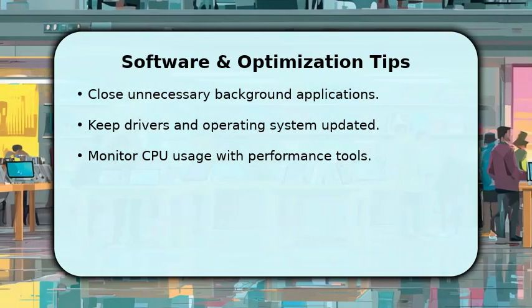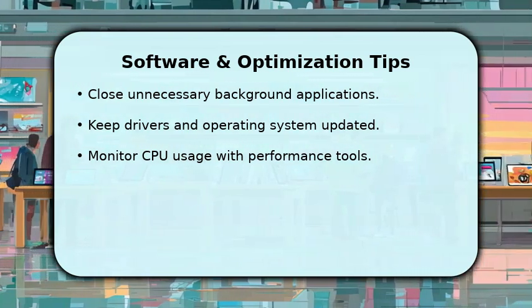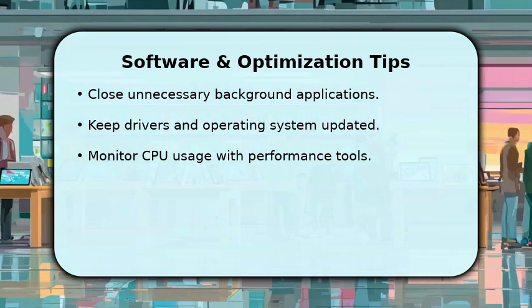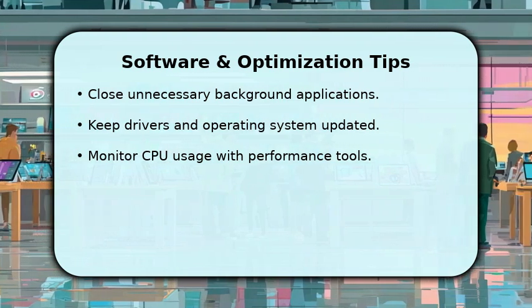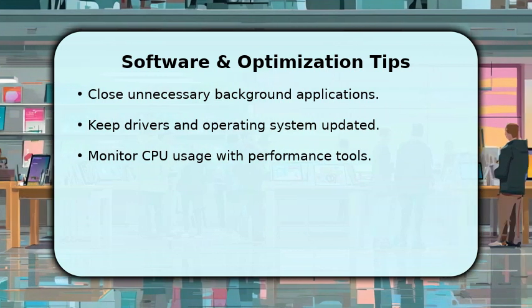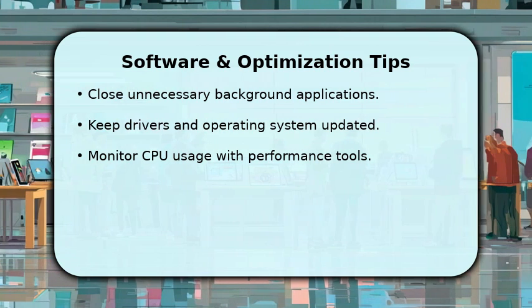Finally, software optimization plays a significant role in utilizing your CPU's full potential. Close any unnecessary background applications that consume valuable processing power, even if it's just 5 to 10%. Regularly update your CPU drivers and operating system, as these updates often include performance enhancements and bug fixes.